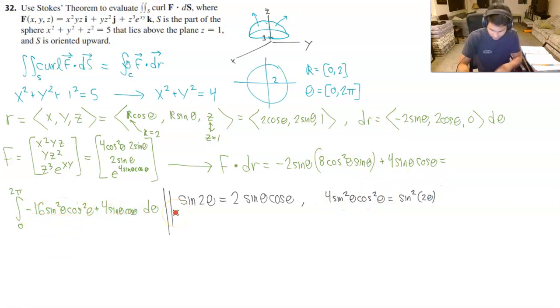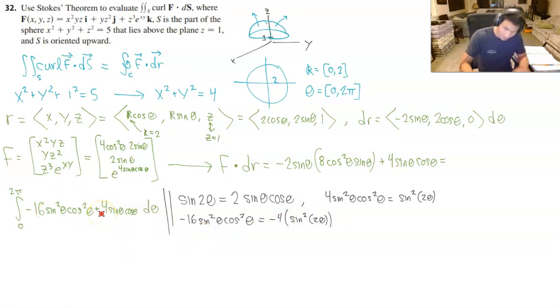So for us, negative 16 sine squared theta cosine squared theta is going to look like what? It's going to be negative 4 times this guy. If you multiply this guy by a negative 4, you have to multiply the other by a negative 4 for the math to work out. So then you get negative 4 sine squared 2 theta. So you'll use it and replace it.